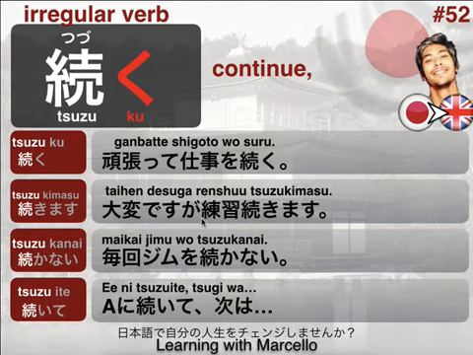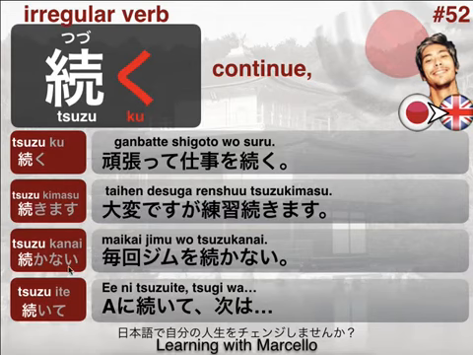So, 大変ですが練習続きます。So, for example, I used to do kendo, and it's very hot in the summer, it's like horrible basically because of the whole thing you're wearing. So this would be a situation that I could use this. I say, oh, I practice kendo, and then the person says, wow, but it's super hot in the summer, right? And then I say, well, 大変ですが練習続きます, because I really want to improve at it. Okay.